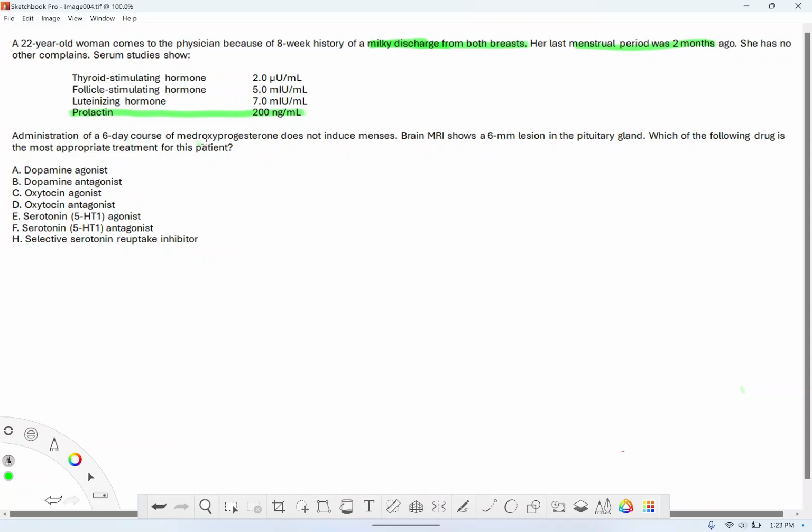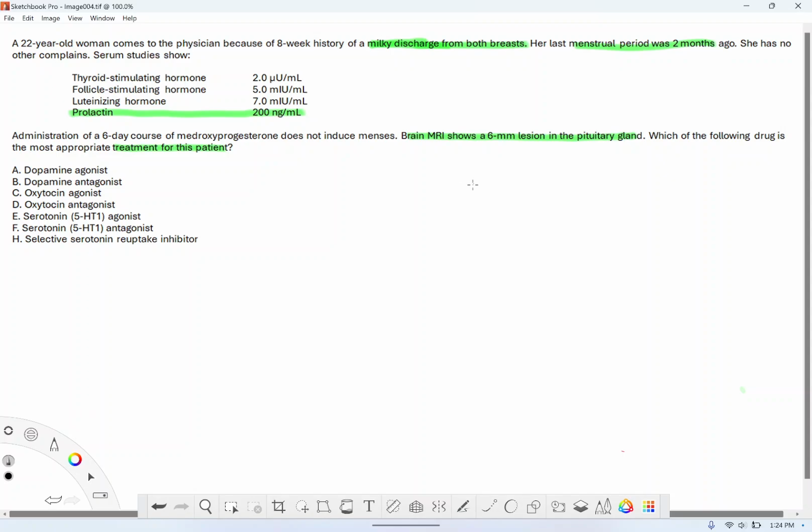Administration of a 6-day course of medroxyprogesterone does not induce menses. Brain MRI shows a lesion in the pituitary gland. So MRI shows a lesion or a mass in the pituitary gland. Which of the following drugs is most appropriate? Treatment. So what is the treatment of this person's condition? Let's diagnose it first. Our first goal is to diagnose.